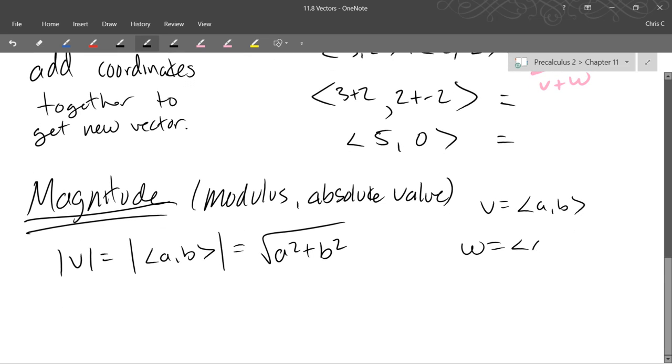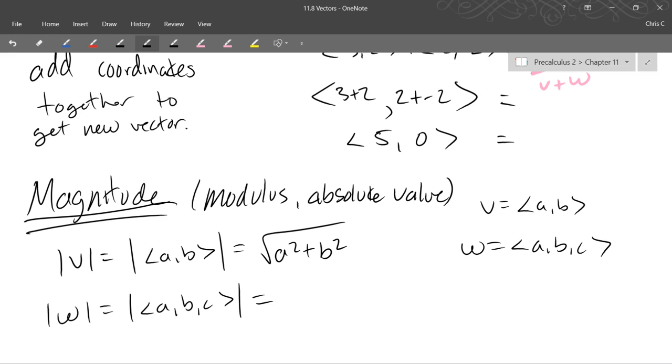If W is 3D coordinates (a, b, c), magnitude W, what do you think we'll do with our third coordinate? There's a pattern to almost everything. Well, everything that I'd show you. So we're going to do the same thing, square c, and add it to the other ones inside the square root.